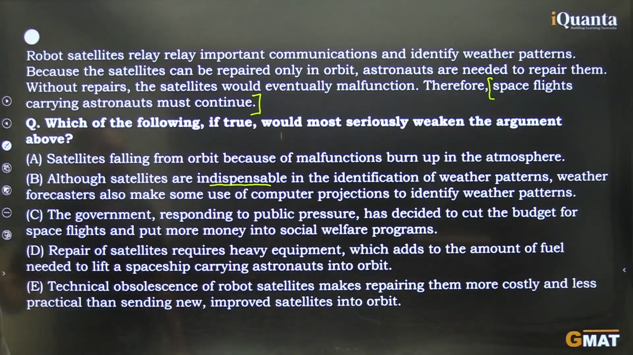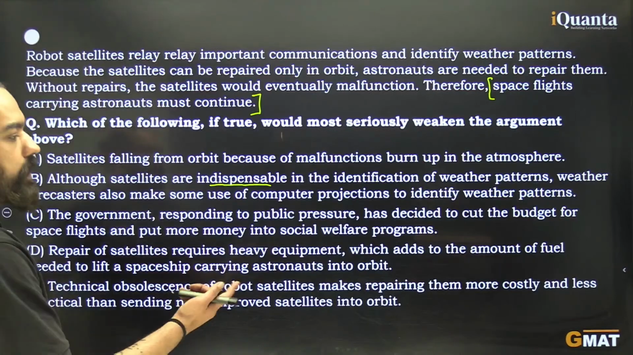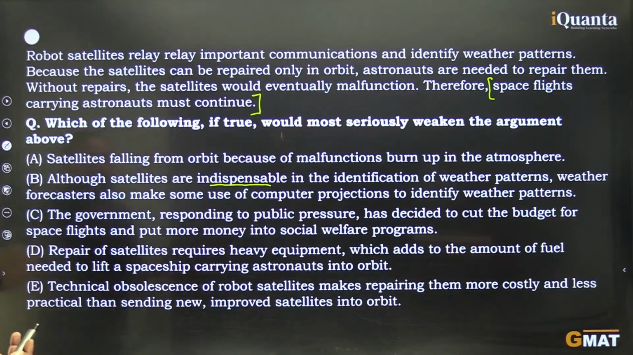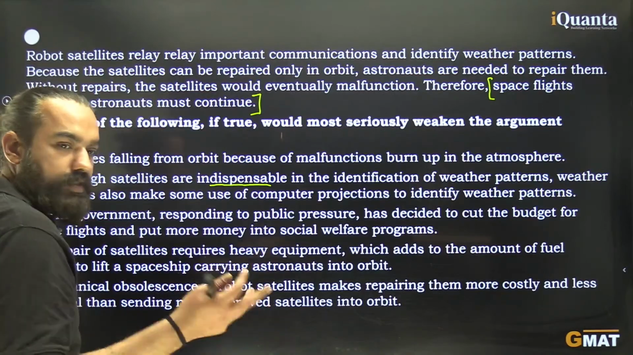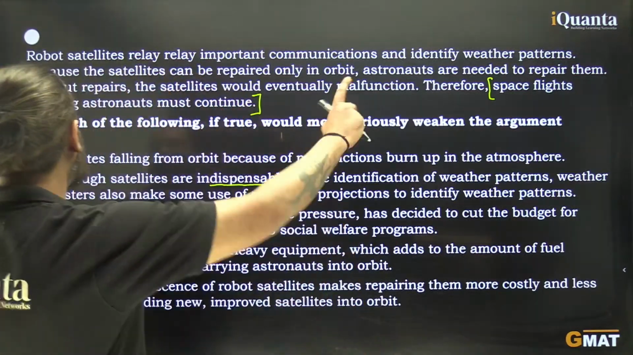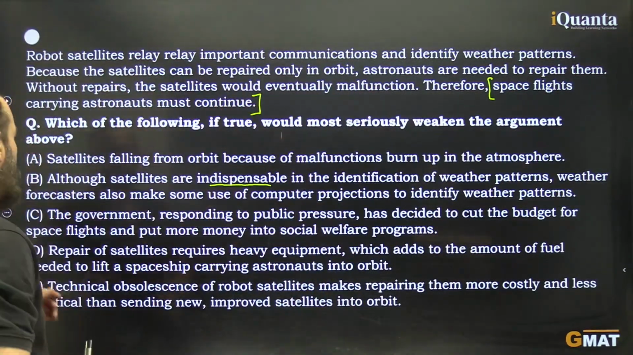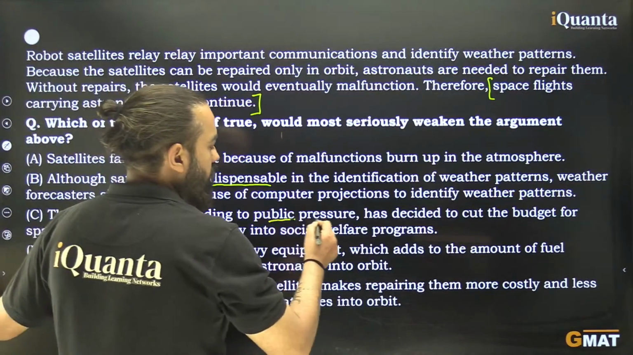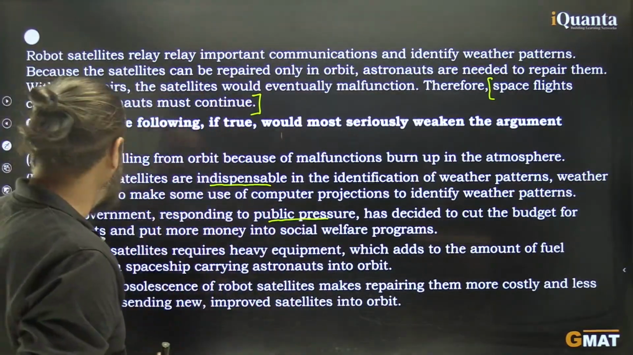C, the government, responding to public pressure, has decided to cut the budget for space flights and put more money into social welfare programs. So this is the government's response to the public pressure, and they decided to cut the budget for space flights. So this is just being forced. It does not give a valid reasoning or valid logic to why space flights should stop, should discontinue. This is what is being done under the public pressure. There is no real logic to it.